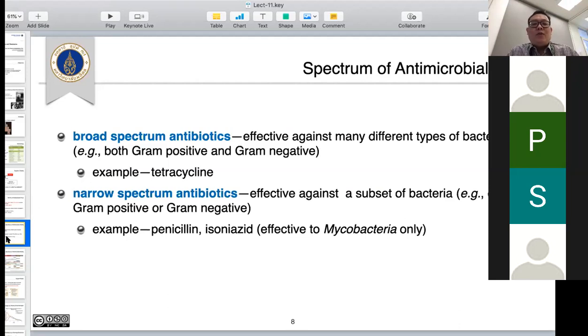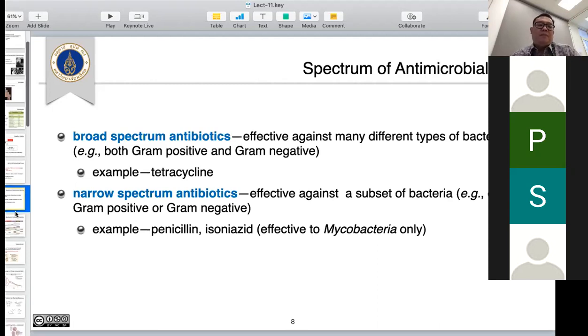Okay, a narrow spectrum antibiotic points to some group of bacteria, but not all. For example, either gram-positive, some antibiotics, for example, penicillin. Penicillin is active very well against gram-positive bacteria, okay, but not gram-negative. Or isoniazid. Isoniazid affects mycobacteria more than the other bacteria, okay. That's the spectrum. Which one do you think we prefer?